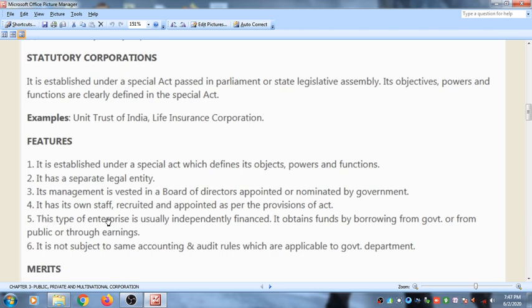Fifth is this type of enterprise is usually independently financed. It obtains funds by borrowing from the government or from the public or through earnings. So statutory corporation is usually an independent organization. They are financed by borrowing from the government or from the public and through the revenue generated by sales of goods and services. These organizations can also make use of the revenues which they earn while running the business.